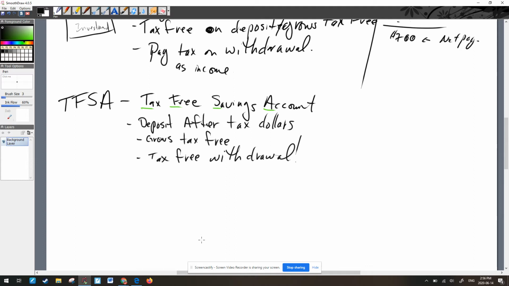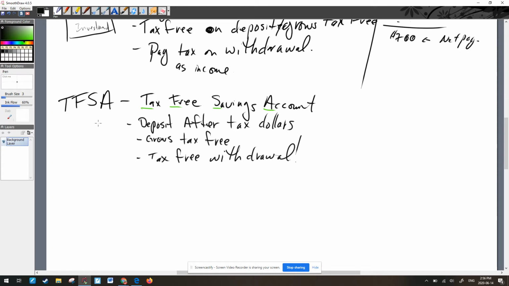Okay. So we have an RRSP and a TFSA. Those are probably the two biggest savings vehicles that most of you will ever have in your life, right? Those are probably the biggest kettles that you'll ever store money. Okay. Now, how that money is stored in them is a little bit different.